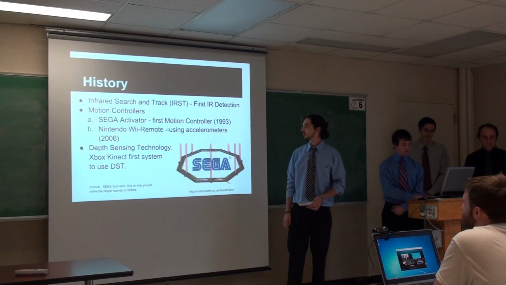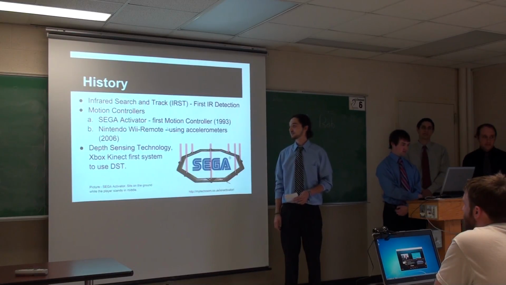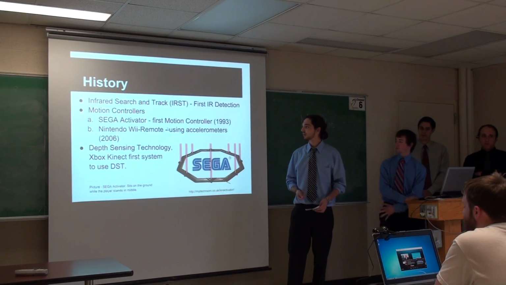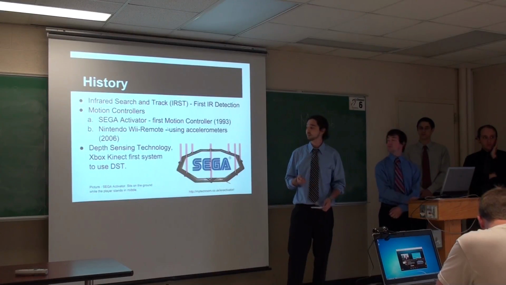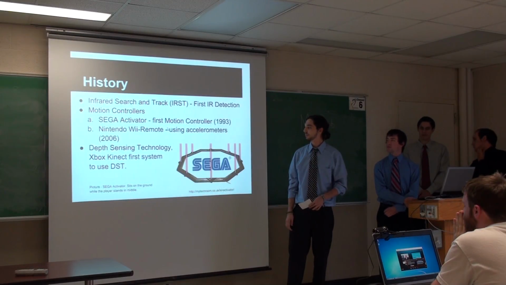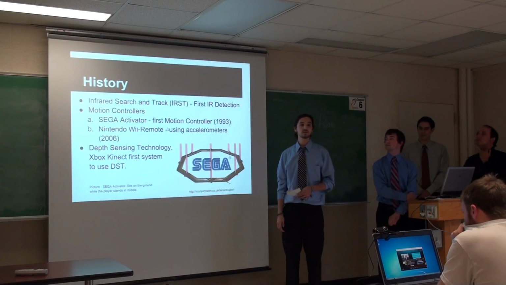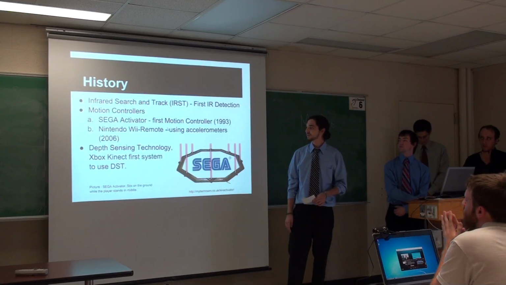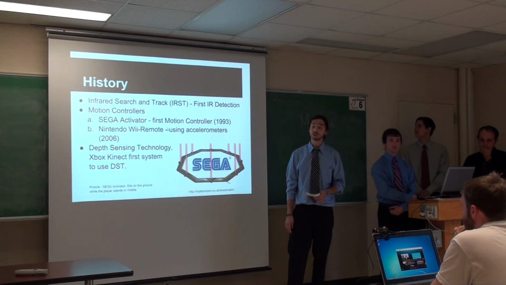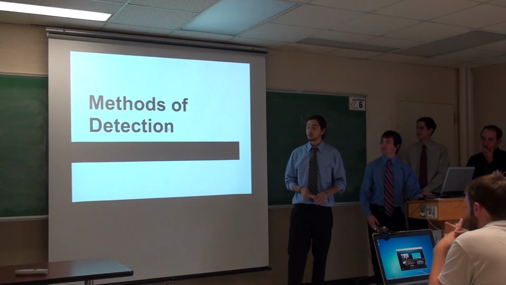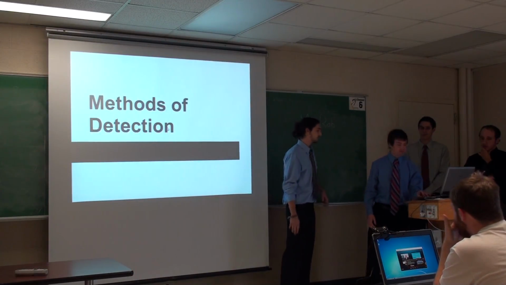The Nintendo Wii Remote was released in 2006. It was the first controller that used accelerometers to detect the orientation and the acceleration of the player. It also had an infrared pointing device to detect where the player was pointing at the screen. Depth sensing technology was invented in 2005, but was not released to the public until the Xbox Kinect was released in 2010. And Ryan will go over different methods of detection.